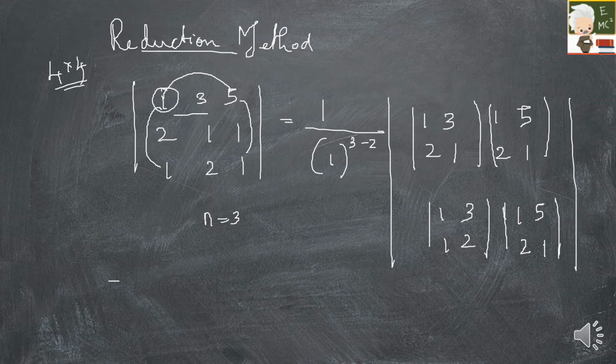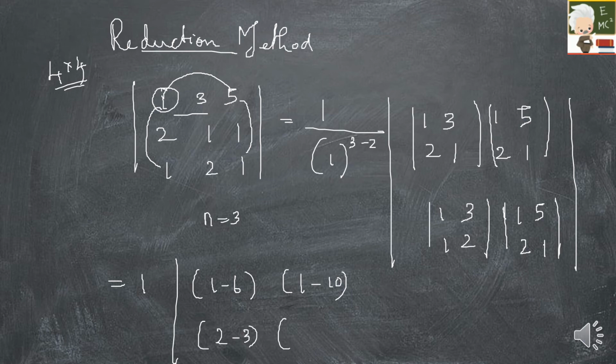Which would be 3 minus 2, it is 1. So it is 1 into the determinant of 1 minus 6, and then 1 minus 10, and this should be 2 minus 3, and this should be 1 minus 10. So your final answer will be -5, -9, -1, and then -9.